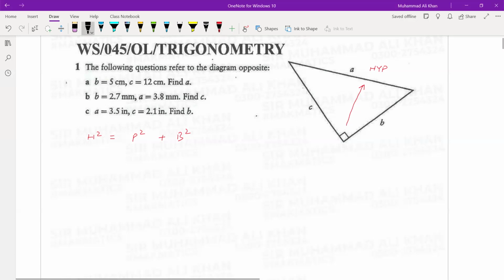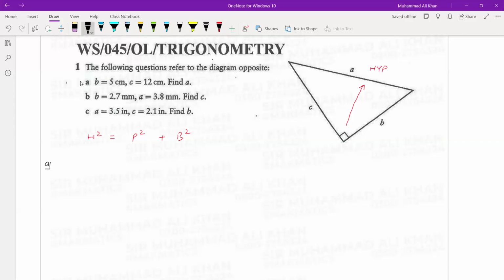So now, I'm doing the first part. What we have in the first part, we have to calculate the side A. According to the triangle, side A is the hypotenuse side.